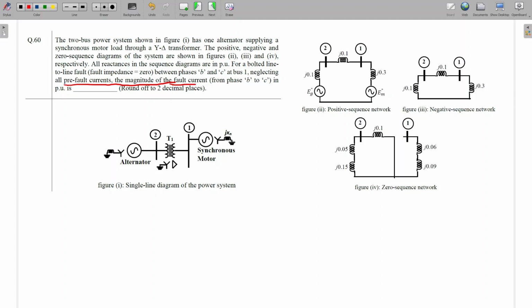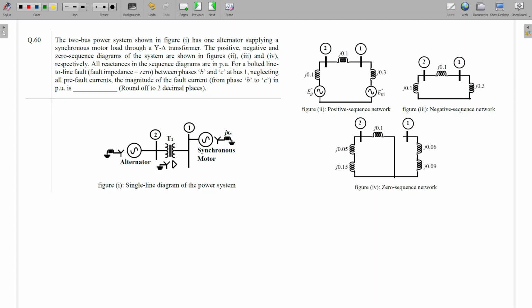Pre-fault neglected means the voltage of all buses will be 1 per unit. Everywhere the voltage will be the same, because the pre-fault currents we are assuming to be 0. In a running system, the pre-fault voltage would be different at the fault point.